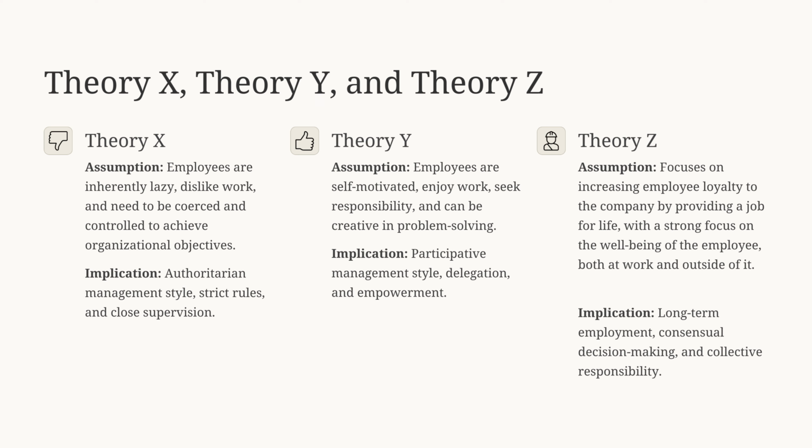Theory Y implication: participative management style, delegation, and empowerment. Theory X implication: authoritarian management style, strict rules, and close supervision. Theory Z implication: long-term employment, consensual decision-making, and collective responsibility.